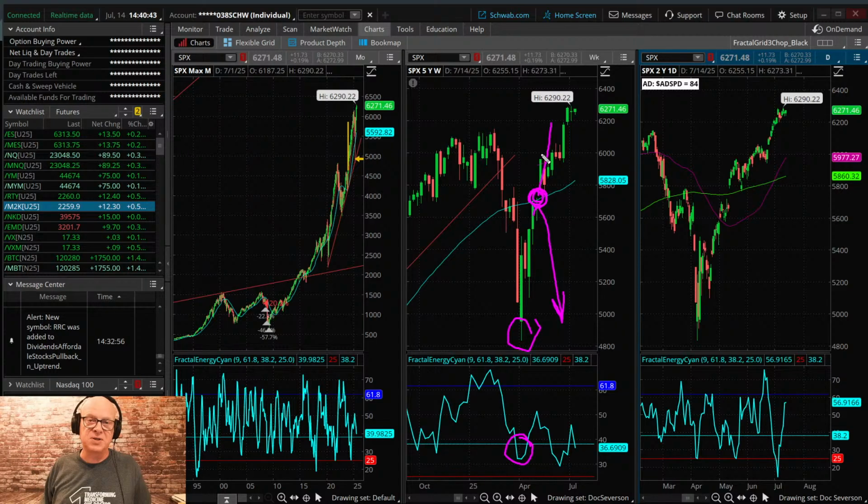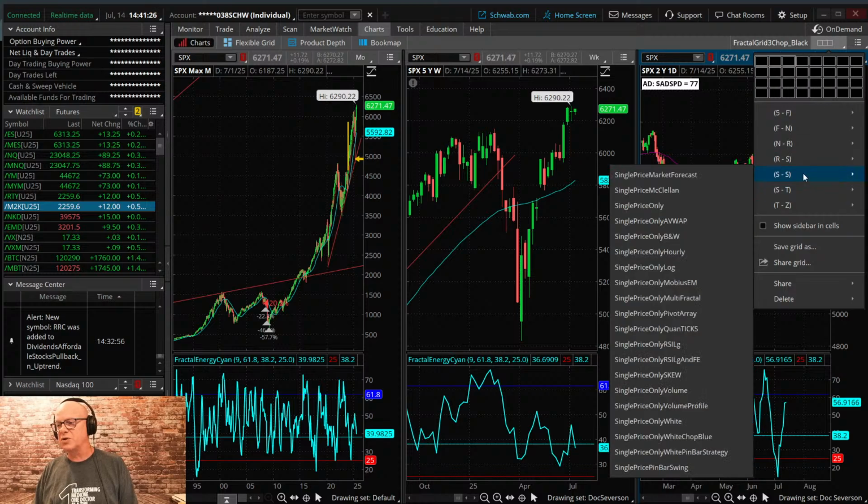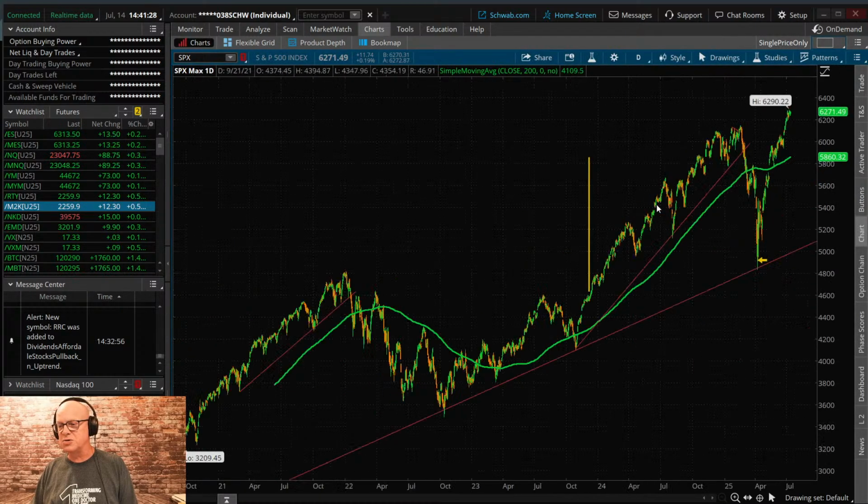A lot of people are sitting on the sideline waiting for that pullback, which has never come. The pullbacks have been so shallow right now. So that tells me when we do get a proper pullback, it's probably going to be a little deeper than we expected.